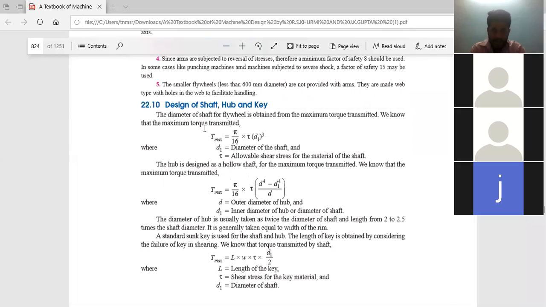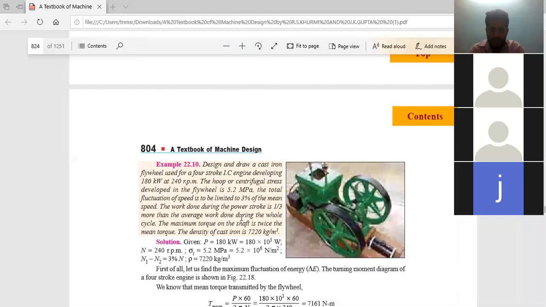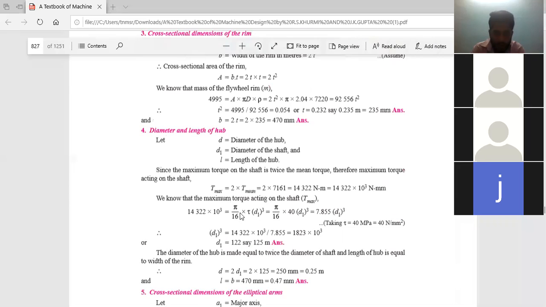This expression, T max is equal to pi by 16 into tau into D1 cube. Understood? This expression I am using. So let us use that expression.